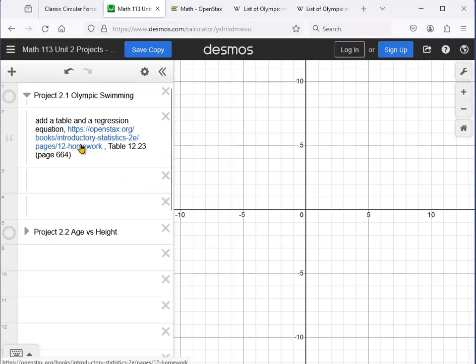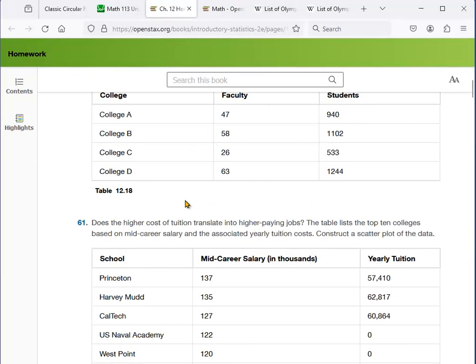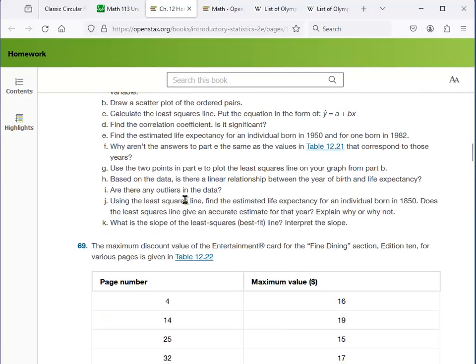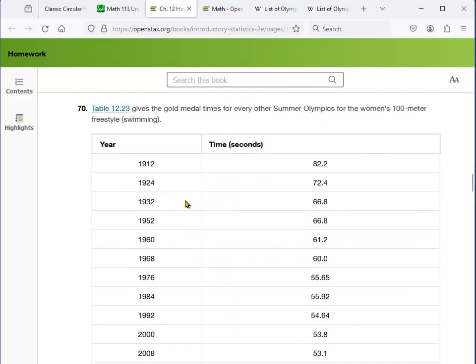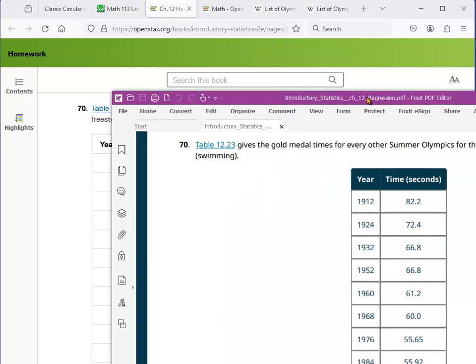and the first one is actually posted right here. So if I downloaded this one here, I would go to this page here in this table, or if I access it, then it would be this particular link. So I can right click on this one here, open a new tab, scroll down and find Table 12.23. Here it is. So this table gives the gold medal times for every other Summer Olympics for the women's 100-meter freestyle. And by the way, I also downloaded it here.